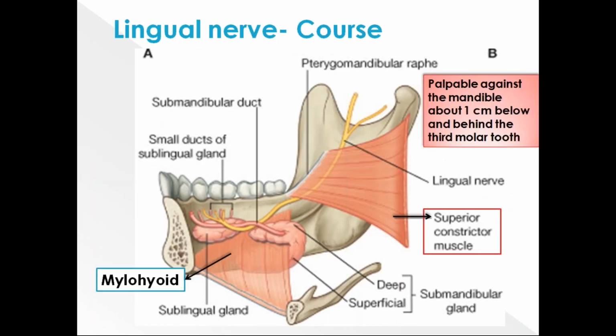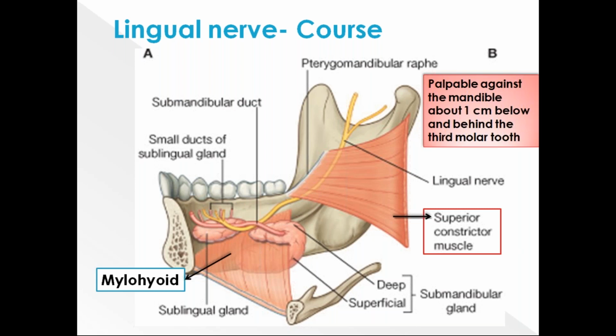Here it intervenes between the origins of the superior constrictor muscle and the mylohyoid muscle. See, this is the superior constrictor muscle which arises from the pterygomandibular raphe. And you can see the mylohyoid muscle which arises from the mylohyoid line of the mandible. So now it runs between these two muscles. Okay, superior constrictor and mylohyoid muscle.